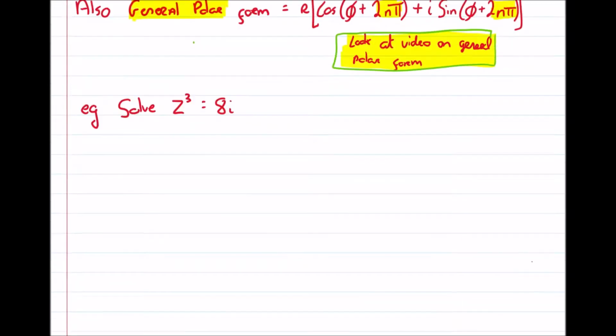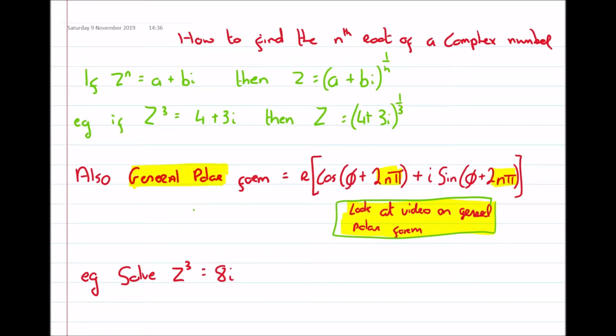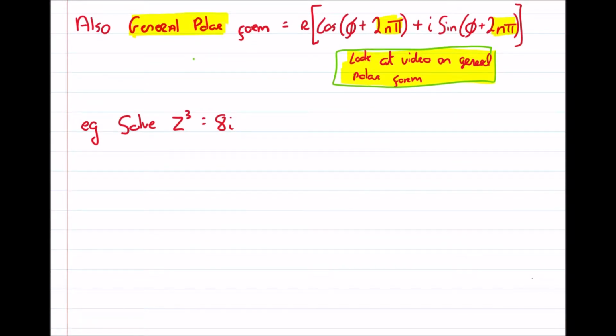Right. So we're going to do this question, and we need to know this in order to be able to do it. It says solve z to the power 3 equals 8i. So what that means is there's a complex number, or there are complex numbers, that when cubed give 8i. When they say solve, they mean we want to find the roots. So complex numbers that, when multiplied together, give me 8i. Right, that's what the roots are.